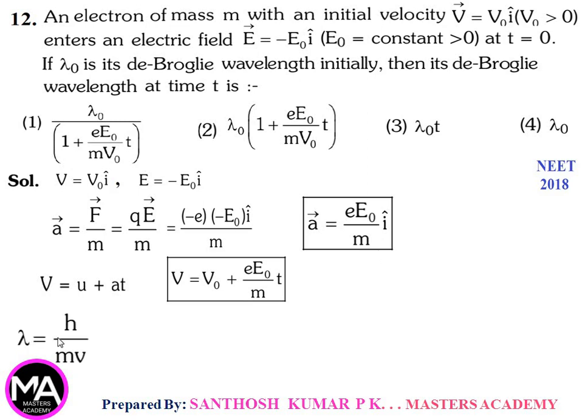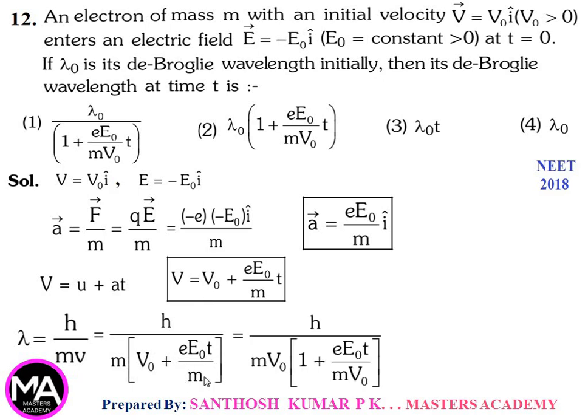De Broglie wavelength lambda is equal to h by mv. That is h divided by m into v, where v is v0 plus e E0 t by m. So you take v0 outside: h by m into v0 into 1 plus e E0 into t by m v0. But what is h by m v0, or h by m v? It is nothing but lambda. With respect to v0, it is lambda naught divided by 1 plus e E0 t by m v0. Therefore option is the first one, lambda naught divided by bracket 1 plus e E0 by m v0 into t.